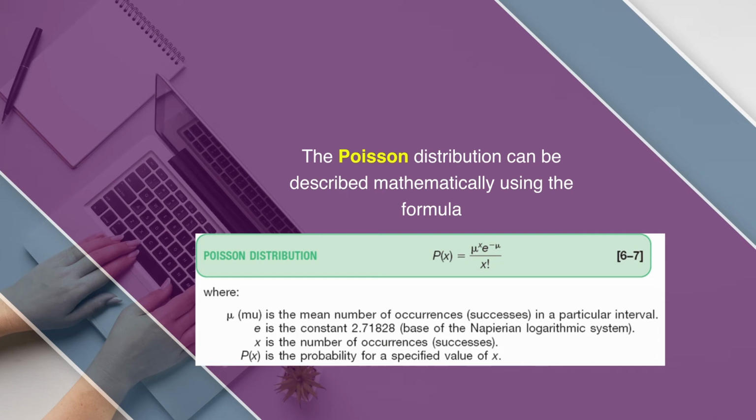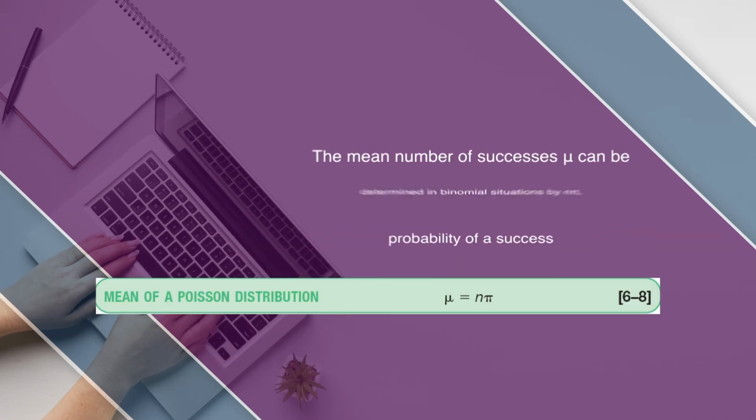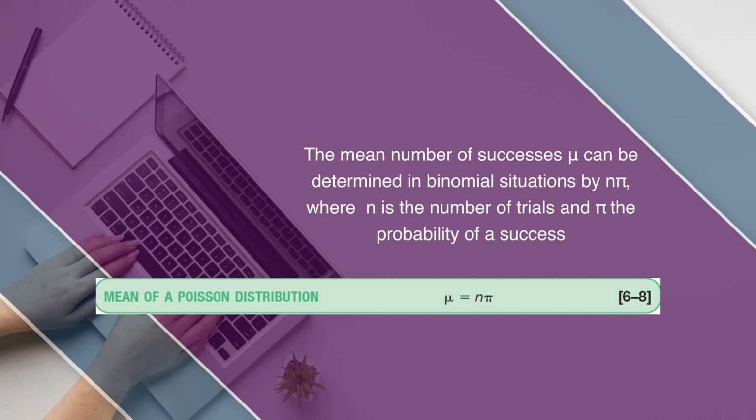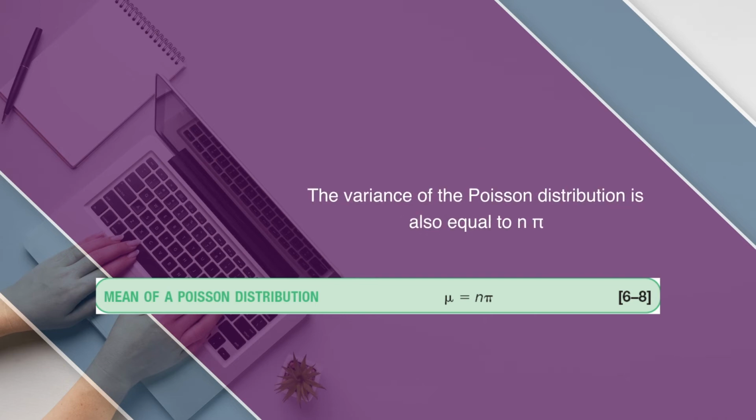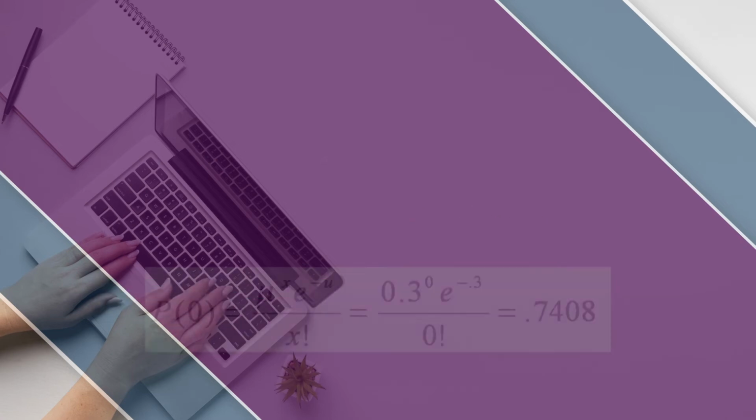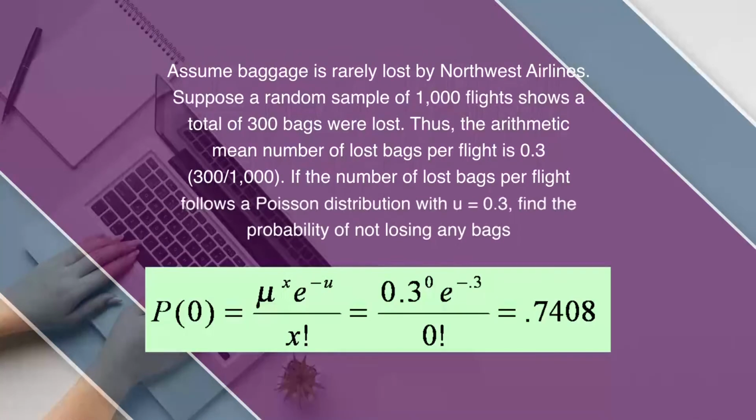So probability of x is the probability for a specified value of x, and the mean of a Poisson distribution is denoted by mu, which is equal to n pi. So the mean number of successes mu can be determined in binomial situations by n pi, where n is the number of trials and pi is the probability of a success. So the mean of a Poisson distribution is mu equal to n pi. The variance of the Poisson distribution is also equal to n pi. So for the Poisson distribution, there are certain examples which we have already taken.